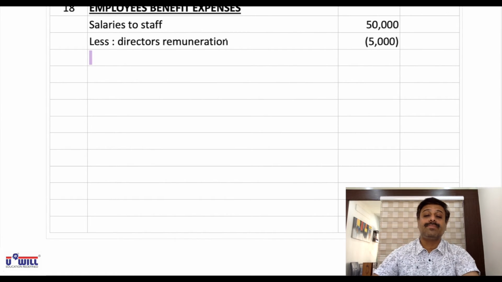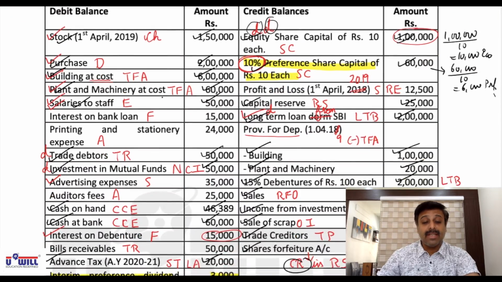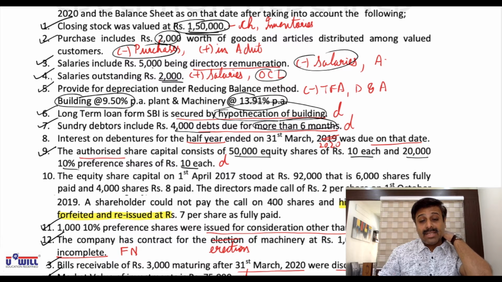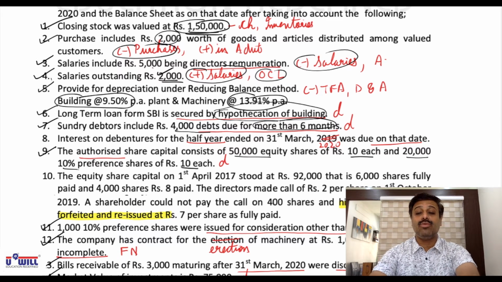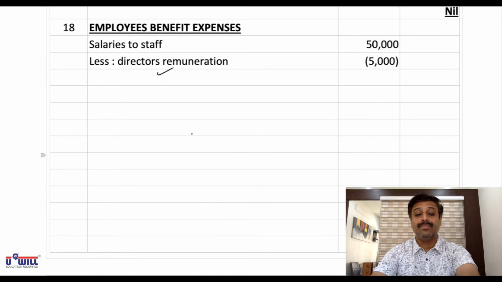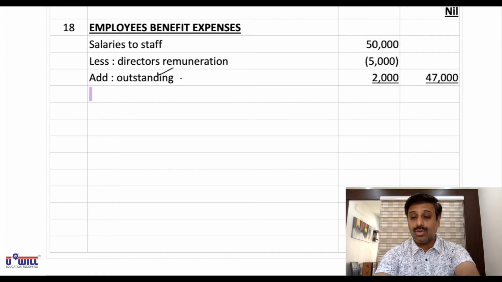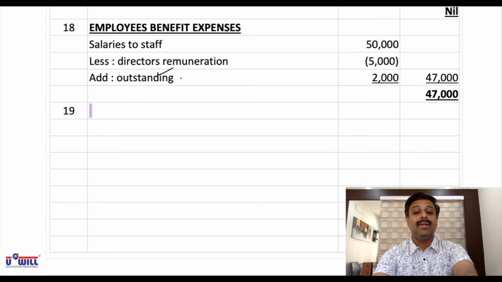Then further, one more adjustment was there, so adjustment 4. Okay, salary outstanding, we have to plus in salaries 2,000 rupees. Add outstanding 2,000. So 50 minus 5 is 45, plus 2 is 47,000, and that itself will become the total. There is no other employee benefit, so 47,000 itself will be the total.